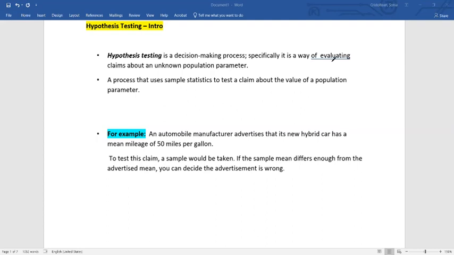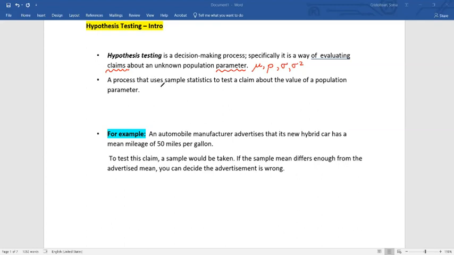Specifically, it is a way of evaluating claims about an unknown population parameter. In this chapter, we will look at the mean and proportion. And later on, we will be doing hypothesis tests for the standard deviation and variance. Now, in the previous chapter, we were able to estimate the mean and the proportion. We were able to create confidence intervals. And that was the first part of inferential statistics. Now, we will be able to actually look at claims and evaluate claims through this process of hypothesis testing.